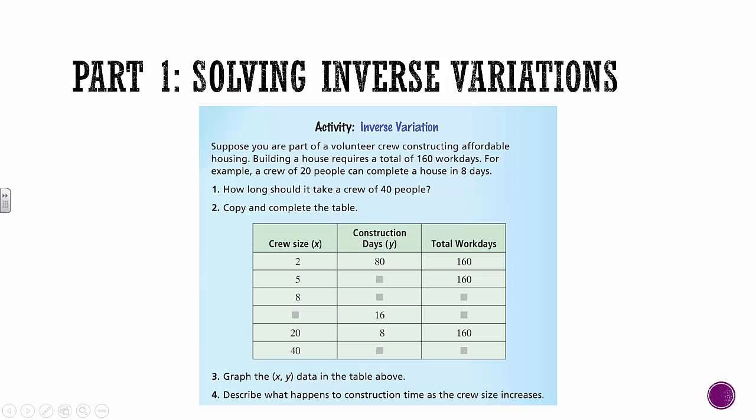Here's another activity. Suppose you are part of a volunteer crew constructing affordable housing. Building a house requires a total of 160 work days. For example, a crew of 20 people can complete a house in 8 days. How long should it take a crew of 40 people? Copy and complete the table, graph it, and then describe what happens. So right now I want you to pause the video, figure out the rest of the table, and make a graph over here on the side.